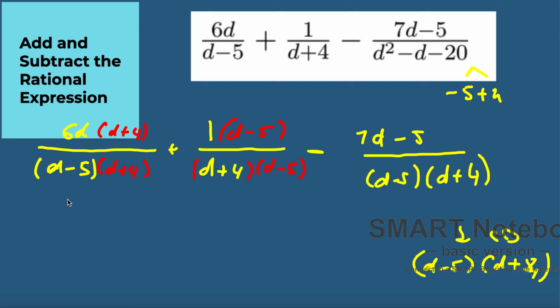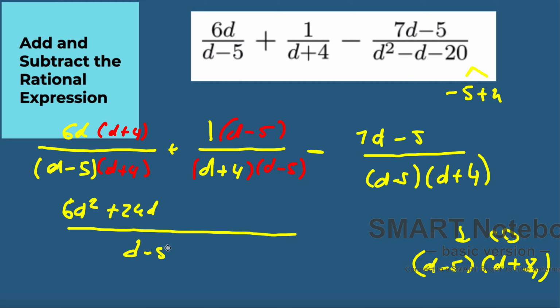Okay, let me first distribute 6d squared, and 6d times 4 is plus 24d. Now the LCD for all of them is the same, so we can add them, like fractions, because the denominator is the same. So let me write for all of them the denominator d minus 5 and d plus 4. And now here we are adding this one, 1 times d minus 5, which is plus d minus 5.